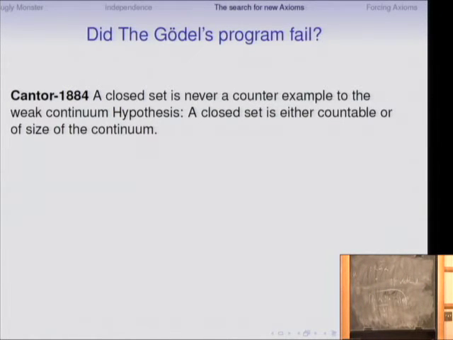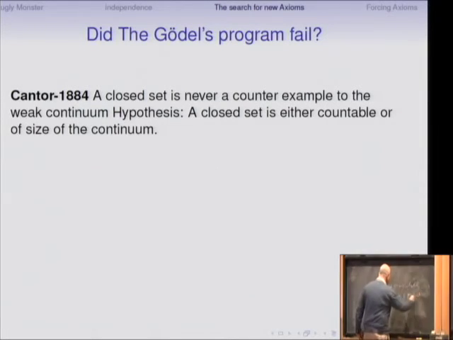A perfect subset means a closed subset with no isolated points. Actually, the Cantor-Bendixson theorem says a closed, uncountable set contains a perfect subset. Perfect means closed with no isolated points.